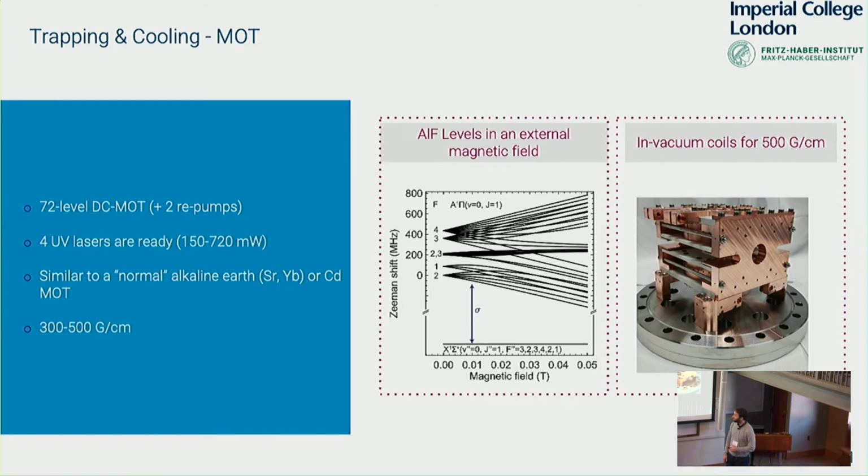Next step is then trapping and cooling at the MOT. So like I said, we have a 72 level DC MOT plus 2 repumps. So we use 4 UV lasers in total. The last one was just commissioned over the summer. We can reach up to 700 milliwatts at the moment, and we have a dedicated European network now to develop these lasers further to hopefully push it above 1 watt, but also in a stable way. Then, because it's a strong transition, we need a very high magnetic field gradient. So this is a picture of the coil setup that we have, that still allows us to switch the coils quickly, do it in vacuum, and produce gradients of up to 500 gauss per centimeter.